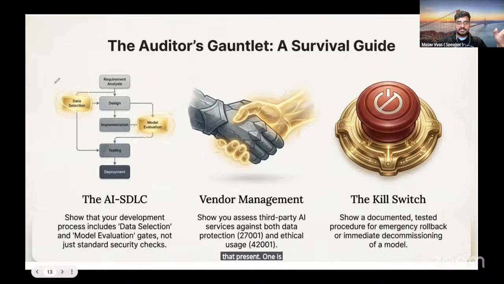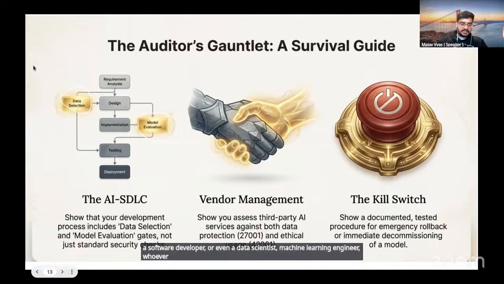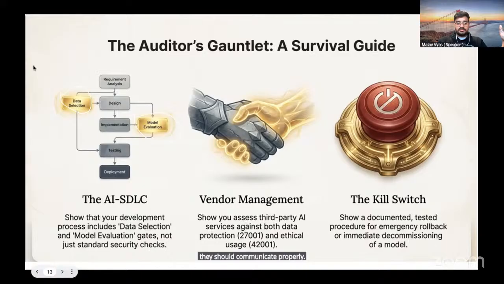One is data selection. When a software developer, data scientist, or machine learning engineer, whoever is designing the AI model, they should communicate properly with the auditor. Usually there is a gap: why do machine learning engineers need to talk to auditors or explain everything, right? On previous standards, that was the case. Auditors only needed to talk to a security engineer or SOC analyst. But now we are in the age of AI.